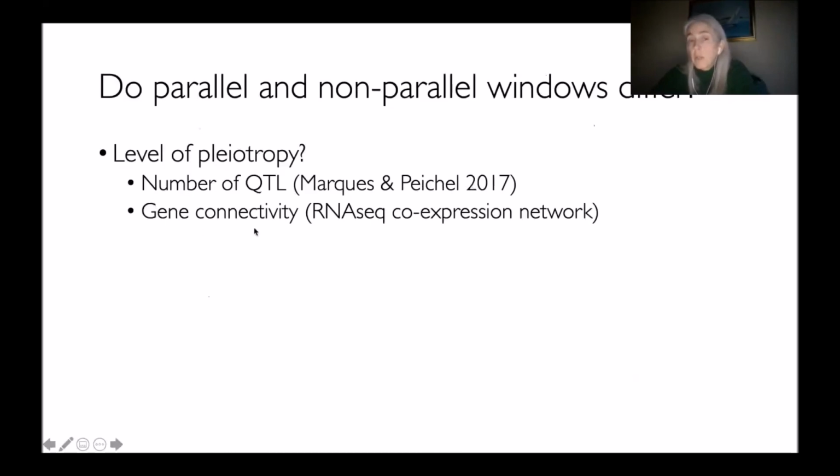So Diana used RNA-seq co-expression network analyses and looked for genes that were co-expressed with many other genes. If a gene is co-expressed with many other genes, this is taken as a proxy that it's more pleiotropic. It's basically interacting with more genes. And there's some work to suggest that that's actually a good proxy by doing functional studies.